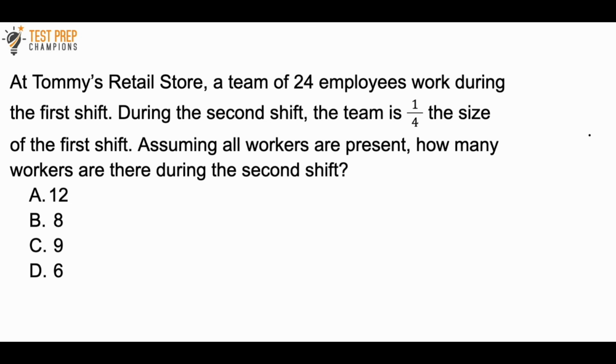Okay, so basically what we want to do here is take the number of employees working during the first shift, which is 24, and multiply it by the fraction 1/4. So we're going to do 24 times 1/4. Now another way to look at this is 24 divided by 4. And the answer here is D, 6.